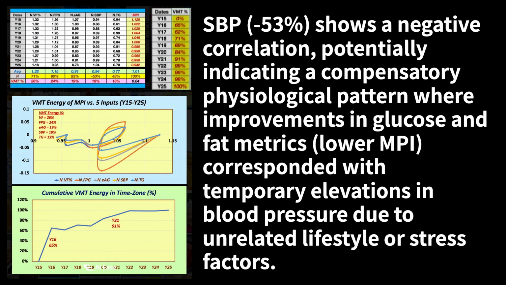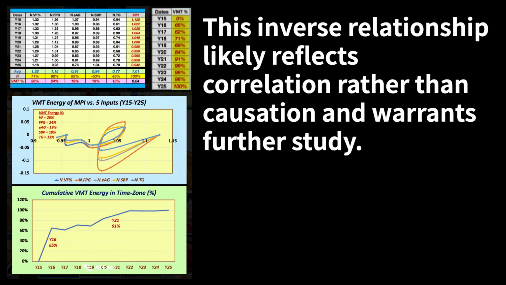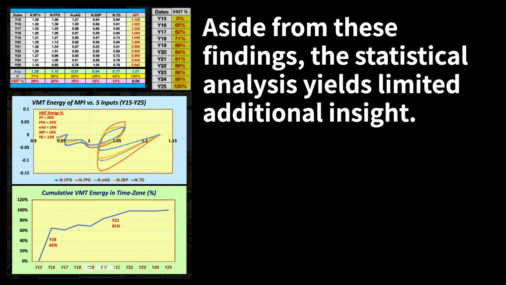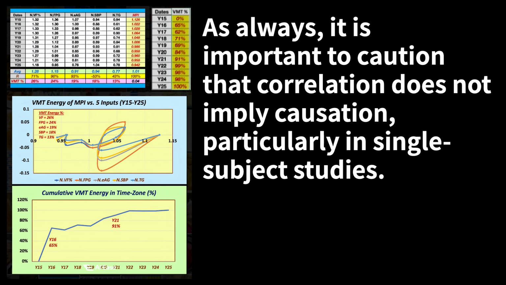SBP, -53%, shows a negative correlation, potentially indicating a compensatory physiological pattern, where improvements in glucose and fat metrics, lower MPI, corresponded with temporary elevations in blood pressure due to unrelated lifestyle or stress factors. This inverse relationship likely reflects correlation rather than causation, and warrants further study. Aside from these findings, the statistical analysis yields limited additional insight. As always, it is important to caution that correlation does not imply causation, particularly in single-subject studies.